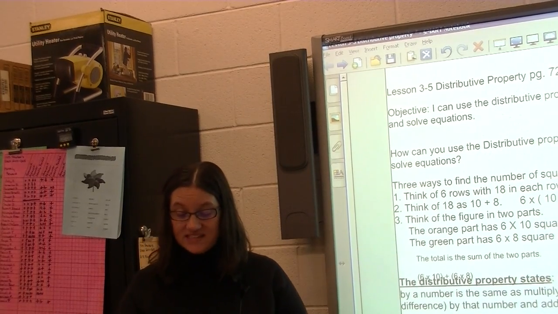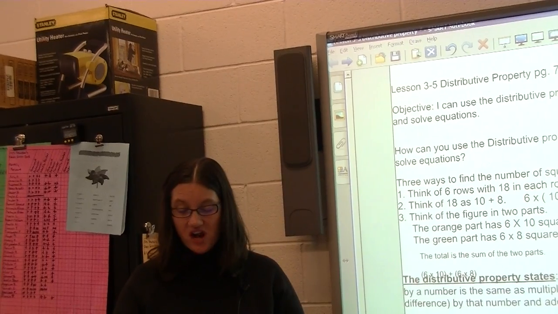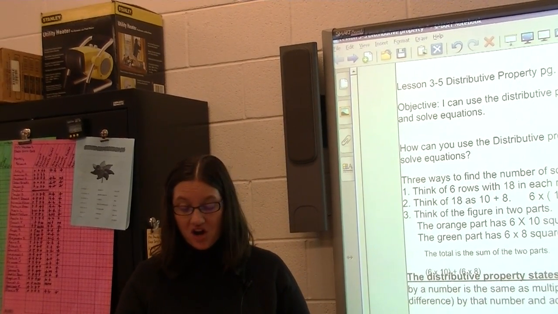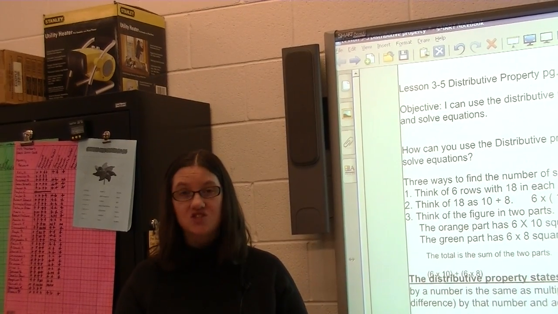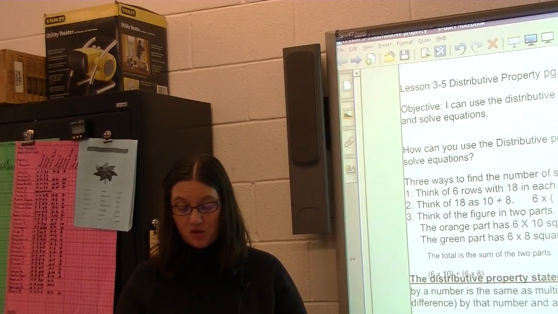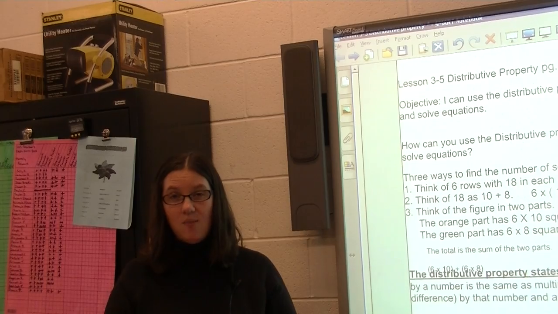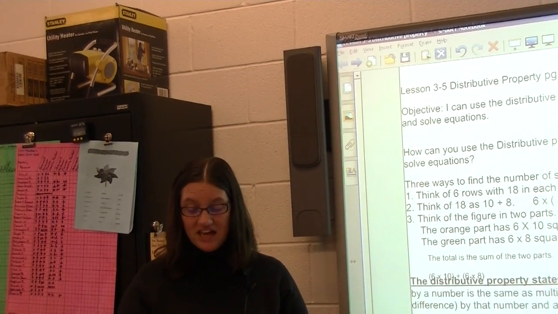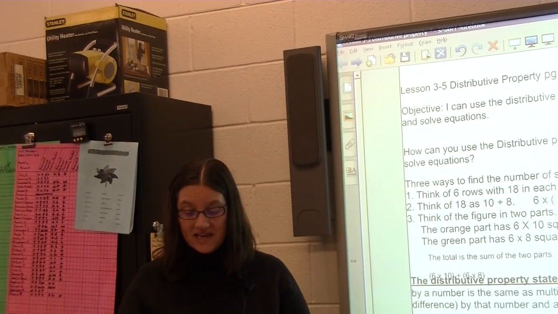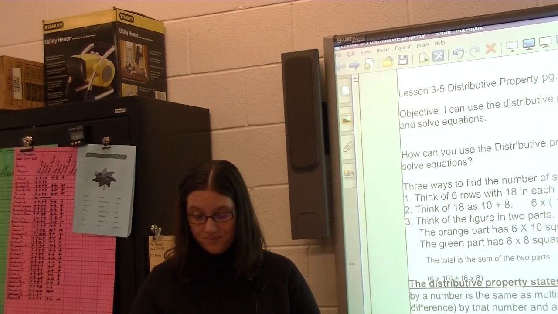The third way they say here is, think of the figure in 2 parts. It says the orange part has 6 times 10 square units, and the green part has 6 times 8 square units. Okay, so they show you that picture, they show you the yellow, and they show you the green. Then underneath there, they show you that the total then is the sum of the 2 parts. So you multiply each part and then add it together. So those are your 3 ways that we can look at how to find the total number of square units.